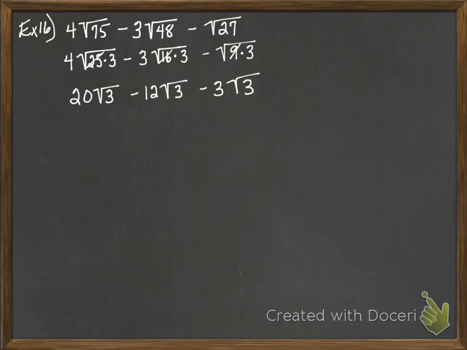And then voila, now we have uncovered that once we have simplified the radicals, we do have like terms. They're all square roots of 3's. So 20 minus 12 is 8, and 8 minus 3 is 5, and we keep our like term, which is the square root of 3. 5 square root of 3. That had a lot going on in it. We had to simplify, and then we had to go back and combine like terms.